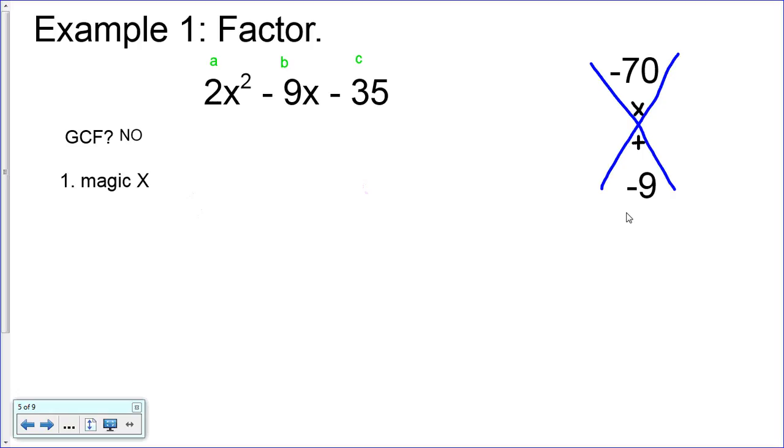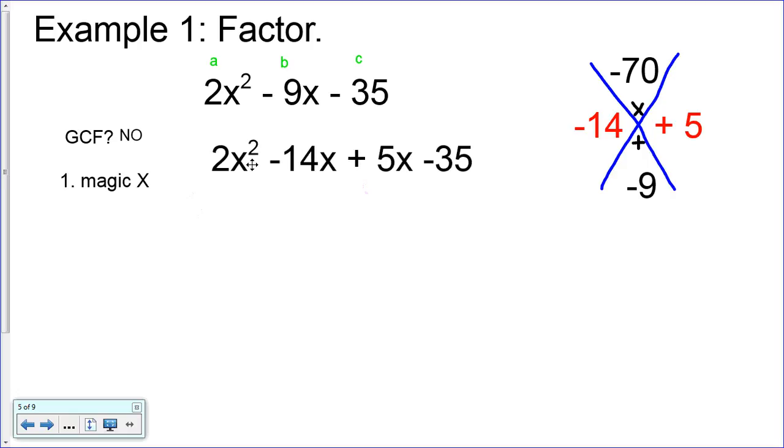Well, that will give me 9, not negative 9. So since it's only the sign that's the issue, let's try flipping the signs. What if we had negative 14 and positive 5? Negative 14 plus 5 would give me negative 9. So those are the 2 numbers that I need to come up with. Okay? So what I'm going to do is replace this negative 9x with a negative 14x and a positive 5x. So I'm just stretching it out into 4 terms.